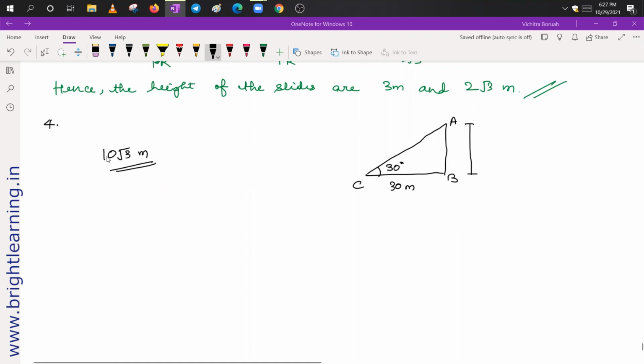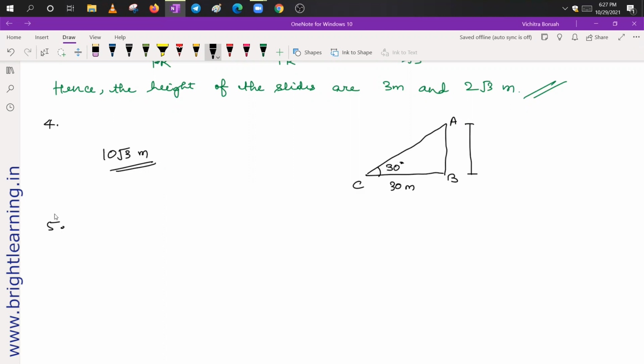Okay, so 10√3 meters, this is the answer. Here you can use the formula of tan 30 degree. In the tan formula, we have perpendicular and we have base also. Okay, now let's move on to the next question, that is question number 5.